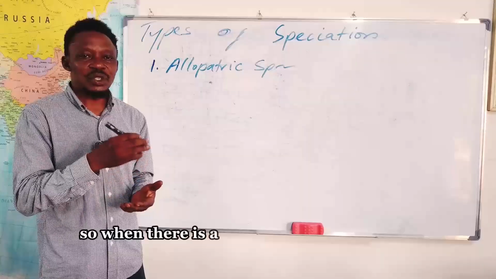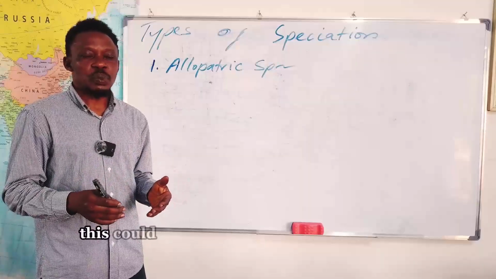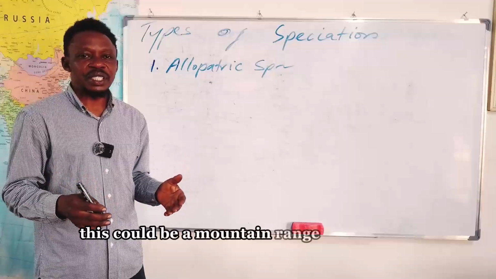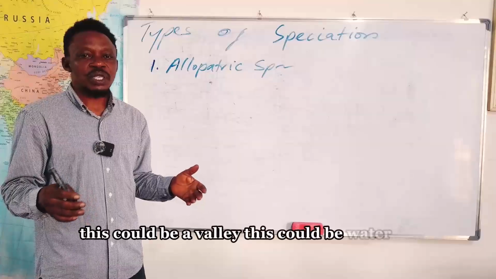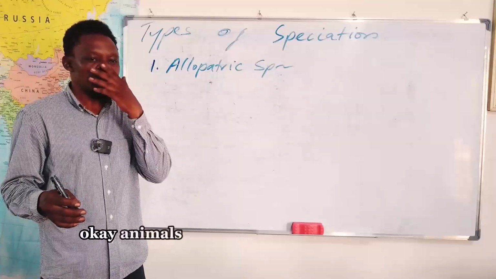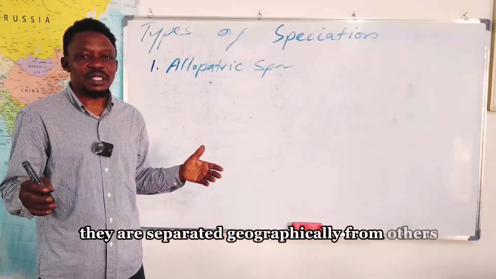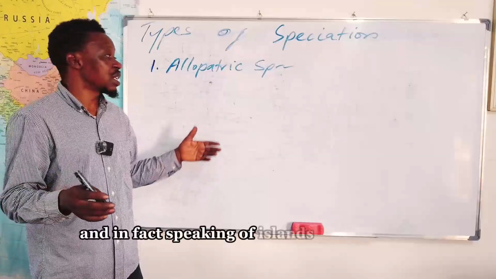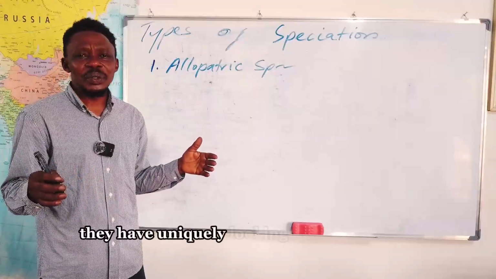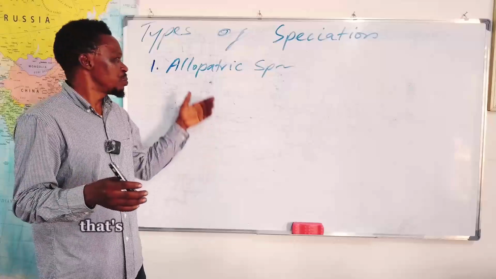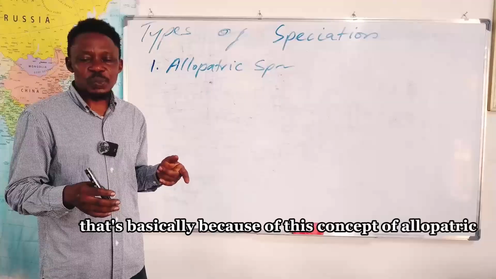So when there is a geographic barrier, this could be a river, a mountain range, a canyon, a valley, or water. Animals on different islands are separated geographically from others. And in fact, speaking of islands, we know that most of the islands have uniquely looking animals. That's basically because of this concept of allopatric speciation.